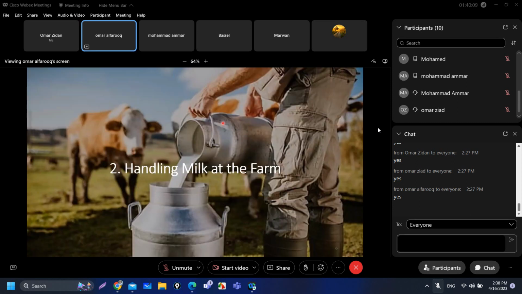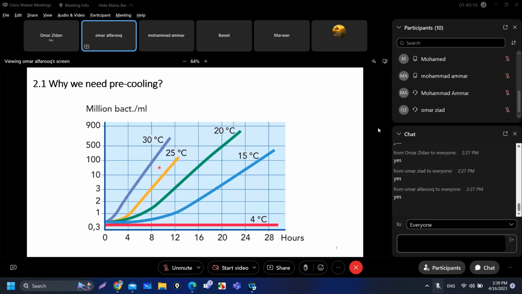So starting off with the first procedure, which is handling milk at the farm. Now, why do we need to pre-cool milk at the farm? Obviously, because we don't want bacteria and harmful microorganisms to propagate inside the milk and spoil it. This figure illustrates the number of bacteria per milliliter of milk versus the time the milk stays directly after milking at various temperatures.